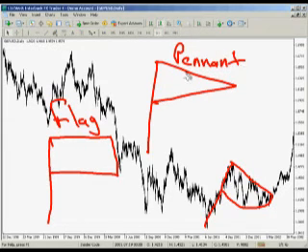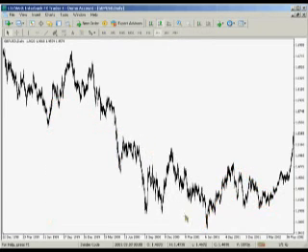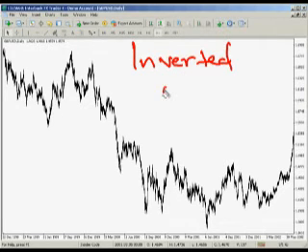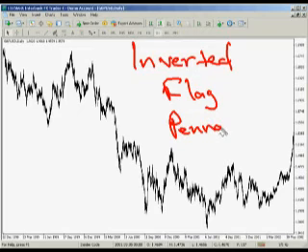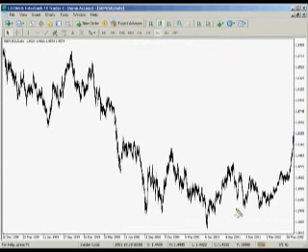Now, of course, it doesn't matter if you get the names mixed up for a little while. What's important is you remember how to find them, and then later on how to trade them. Now, they don't always have to be facing up like this. You can also have what is called an inverted flag or an inverted pennant. And what that simply means is it's upside down.